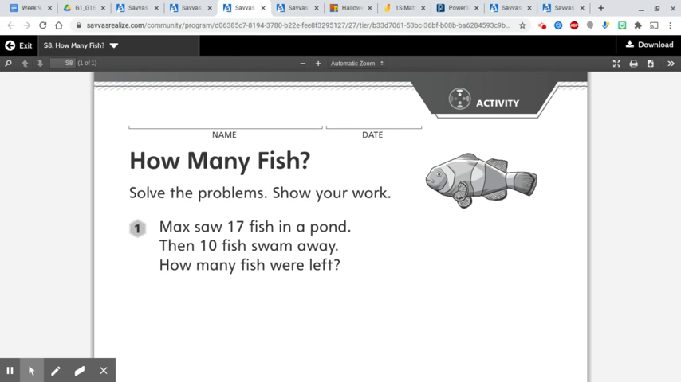Now think about how you're going to draw this in a picture. You're starting with 17, and then you're going to be crossing 10 off. When you go to write about it, you need to answer the question, how many fish were left? So pause the video, take a few minutes to work on this problem, and then we'll keep going.